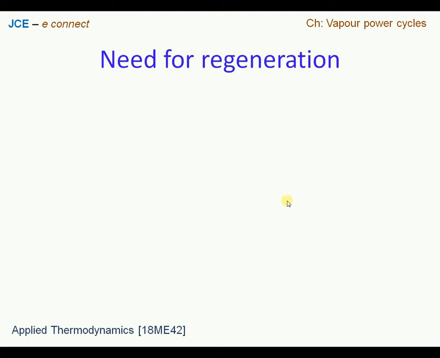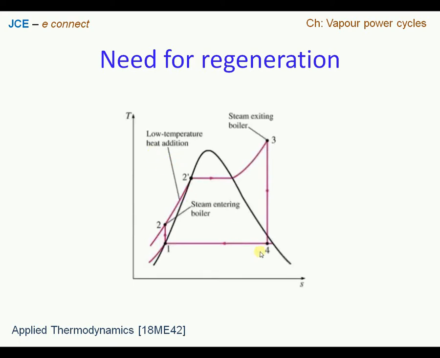Now, if you look at the ideal Rankine cycle on a TS plot, we see that we have turbine work which is taking place from state point 3 to state point 4, and we have the heat rejection process which is taking place from state point 4 to state point 1, followed by pump work happening from state point 1 to state point 2, and then we have heat supplied to the working fluid in the boiler from 2 to 3.